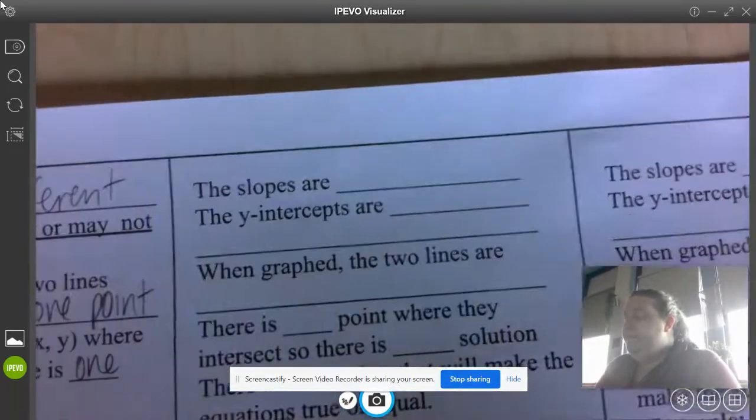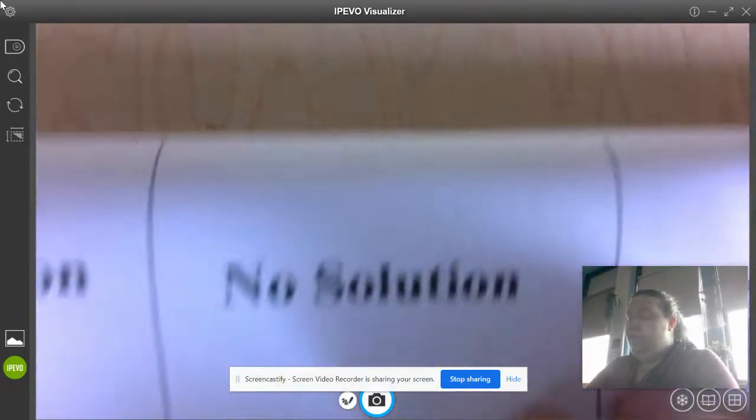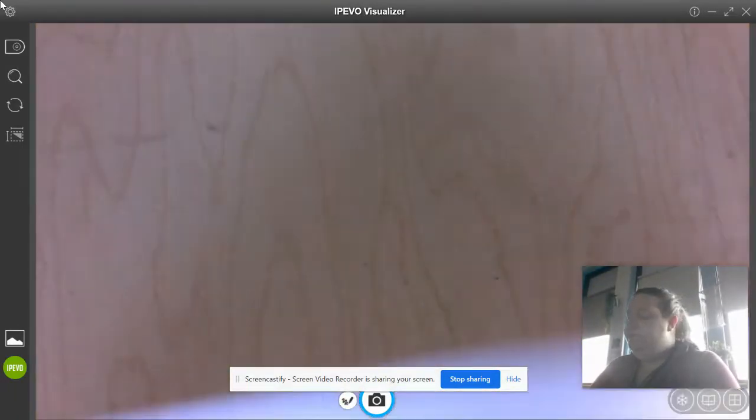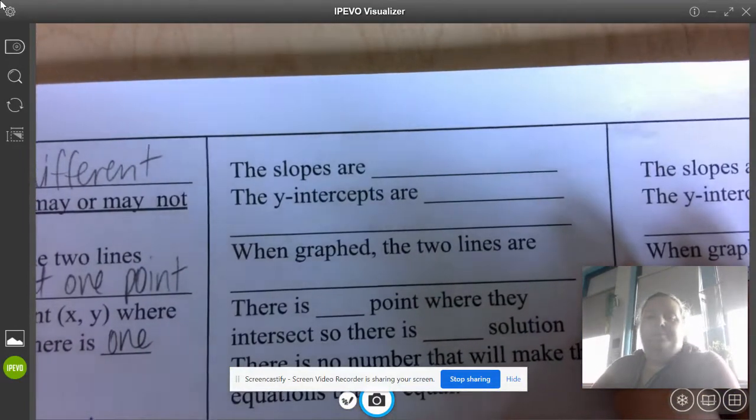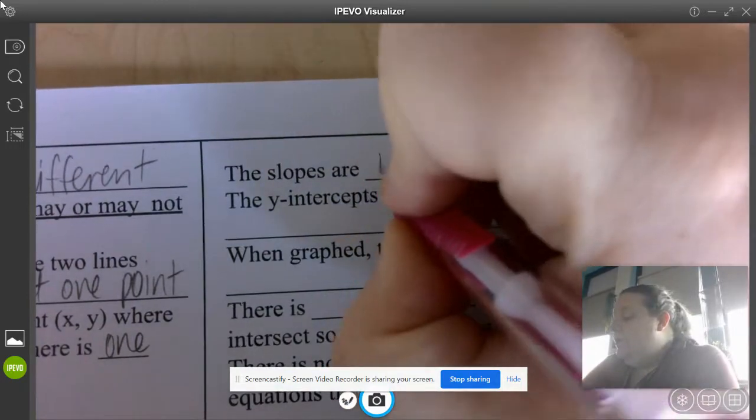The next one we're going to talk about is no solution. Before you even start graphing, you're going to notice that the slopes are the same.